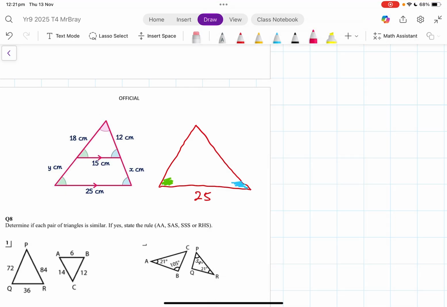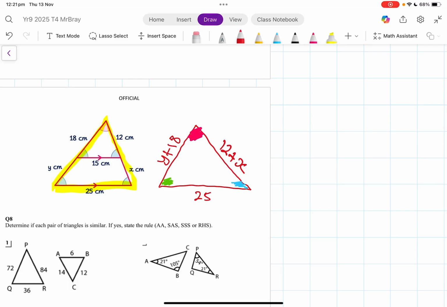Picking back up where I believe I would have left off, we've got to redraw this big triangle here. And so you can see I've drawn the base as 25, and then along this length here, you can see I've got Y and 18. So it's Y and 18 centimeters, so to speak. So it's like Y plus 18. And then similarly on the other side, it's 12 and X. So it's going to be 12 plus X.